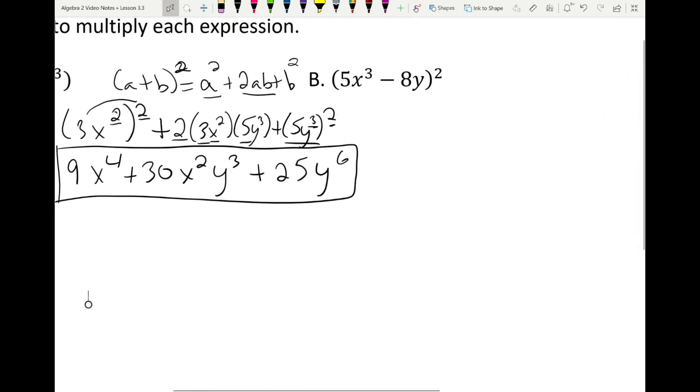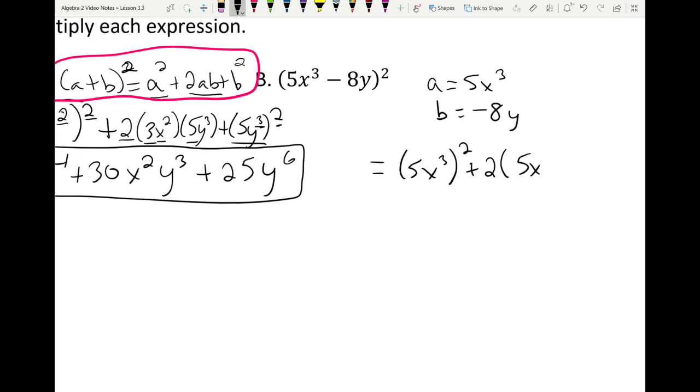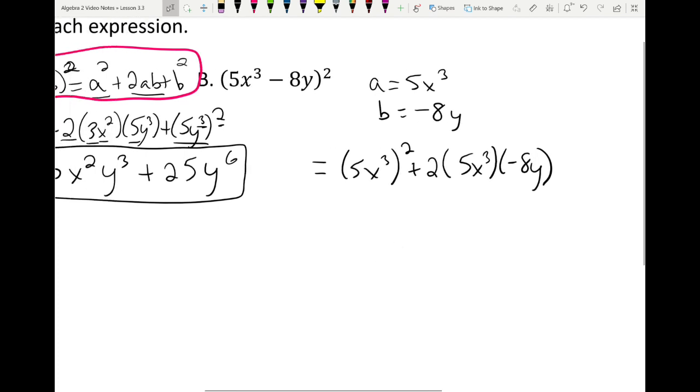Let's look at B. Again, we're going to be using the same formula, so I'm just going to put this in. This is the formula that we're going to be using. So in this case, A is equal to 5x cubed, and B is equal to negative 8y, because that's a negative right there. All right, so if we plug into this formula, this is equal to a squared, so that squared, plus 2 times a times b, plus b squared.